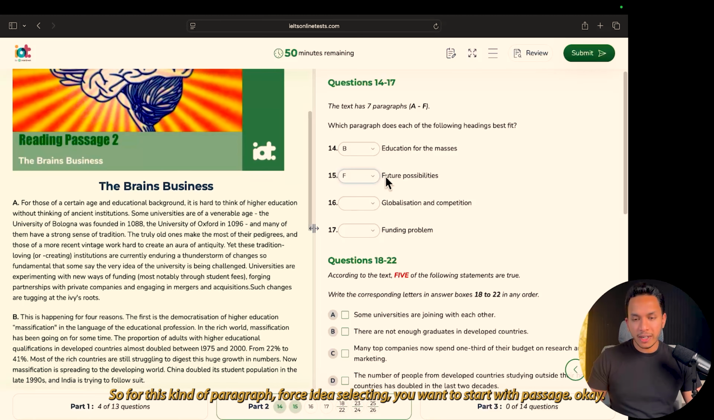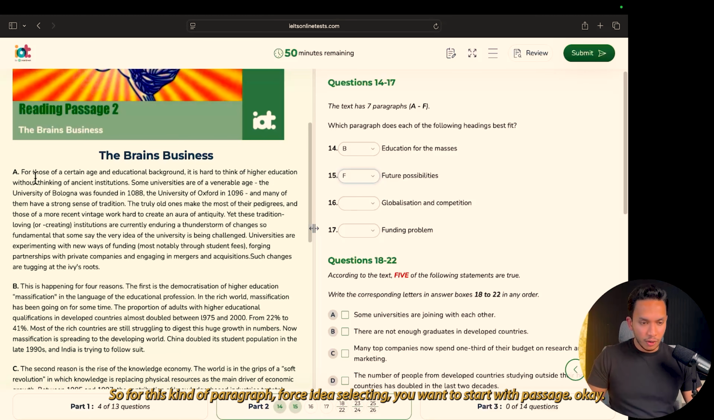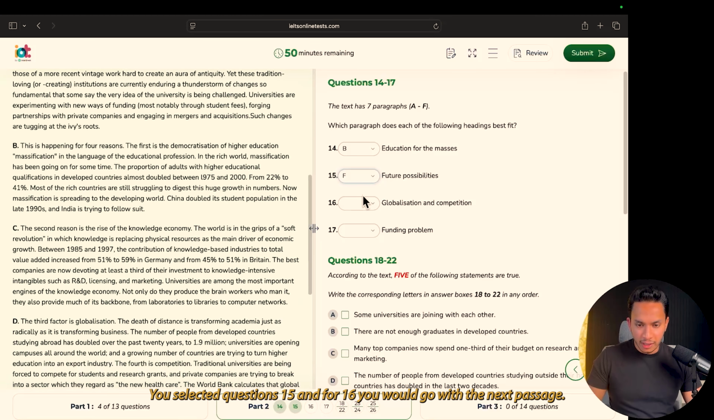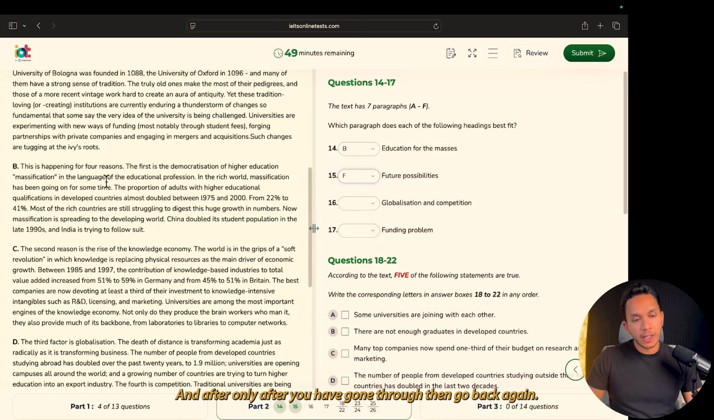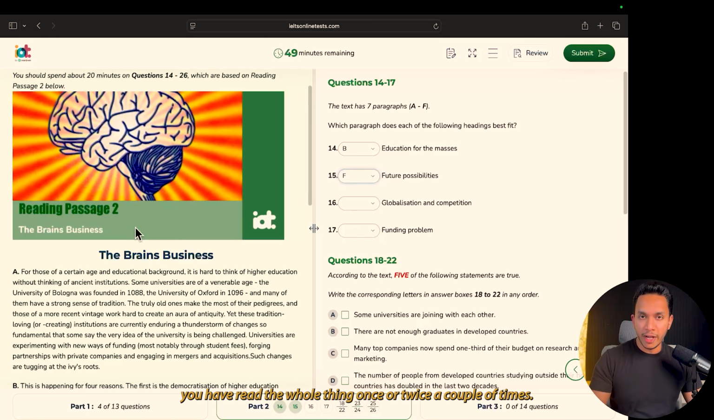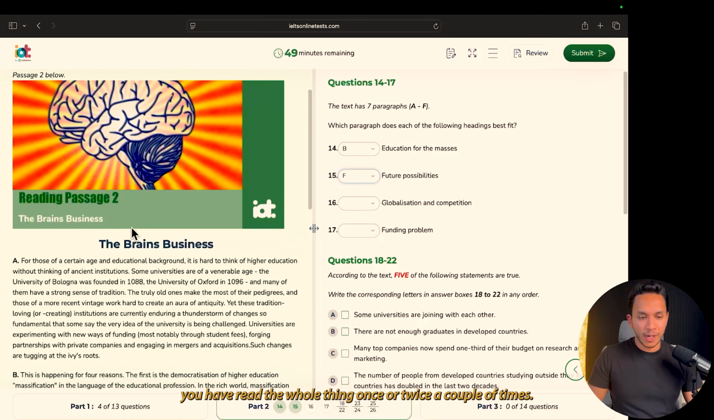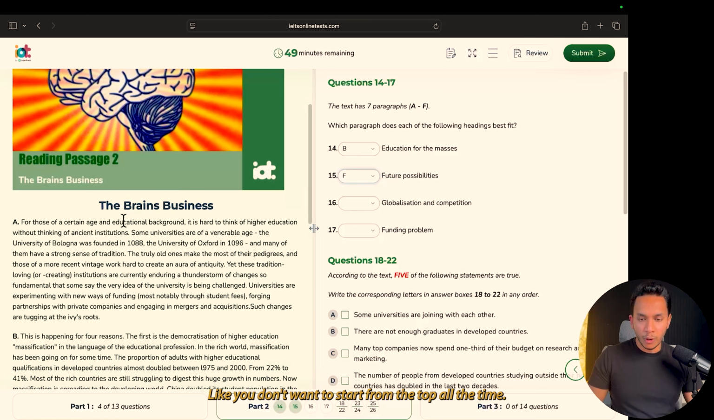So for this kind of paragraph idea selecting, you want to start with the passage. Okay, you selected question 15, and for 16 you would go with the next passage. You don't go back all the time. Only after you have gone through, then go back again. In that way you have read the whole thing once or twice, a couple of times. You don't want to start from the top all the time.